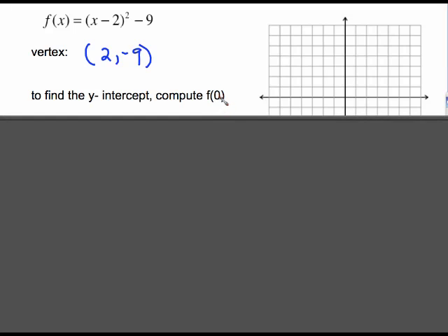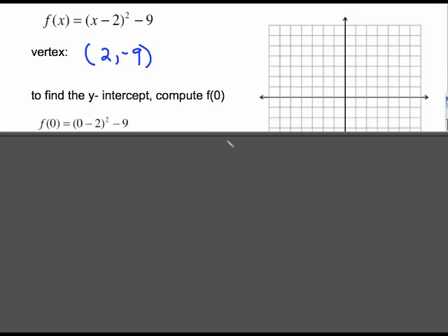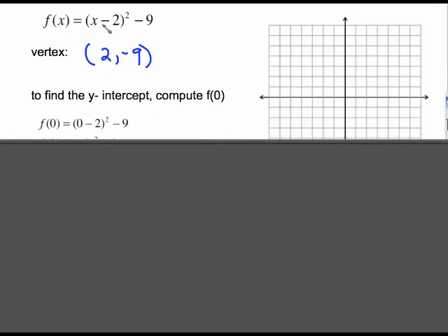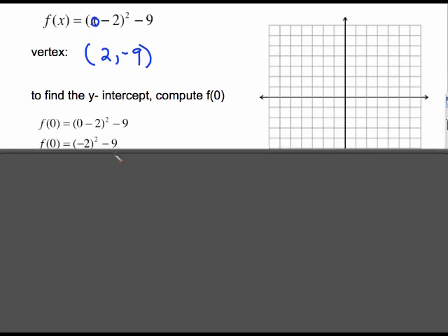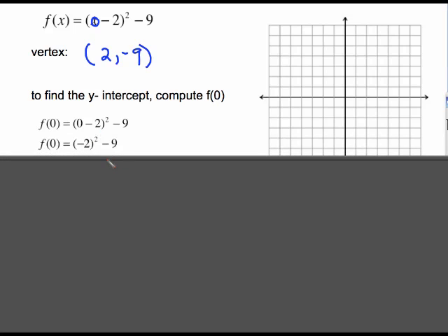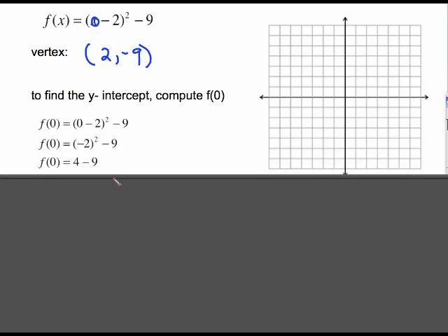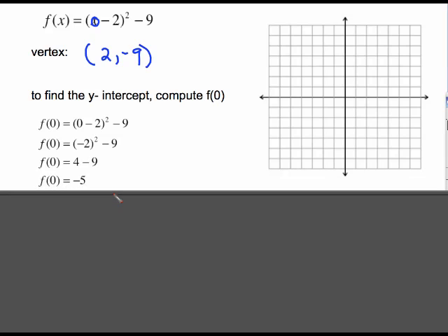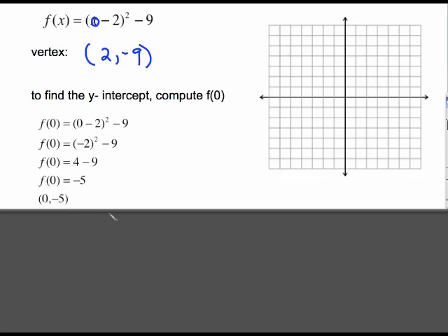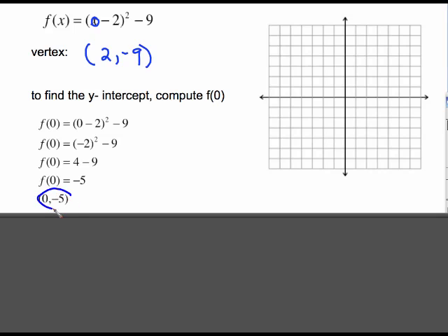Remember, f of whatever means to take that 0 and plug it in for x. So in this equation up here, I put 0 in for x, and that's this work showing here. 0 minus 2 is negative 2, squared, minus 9. Negative 2 quantity squared is a positive 4. Minus 9 is negative 5. So our y-intercept is the point (0, -5).